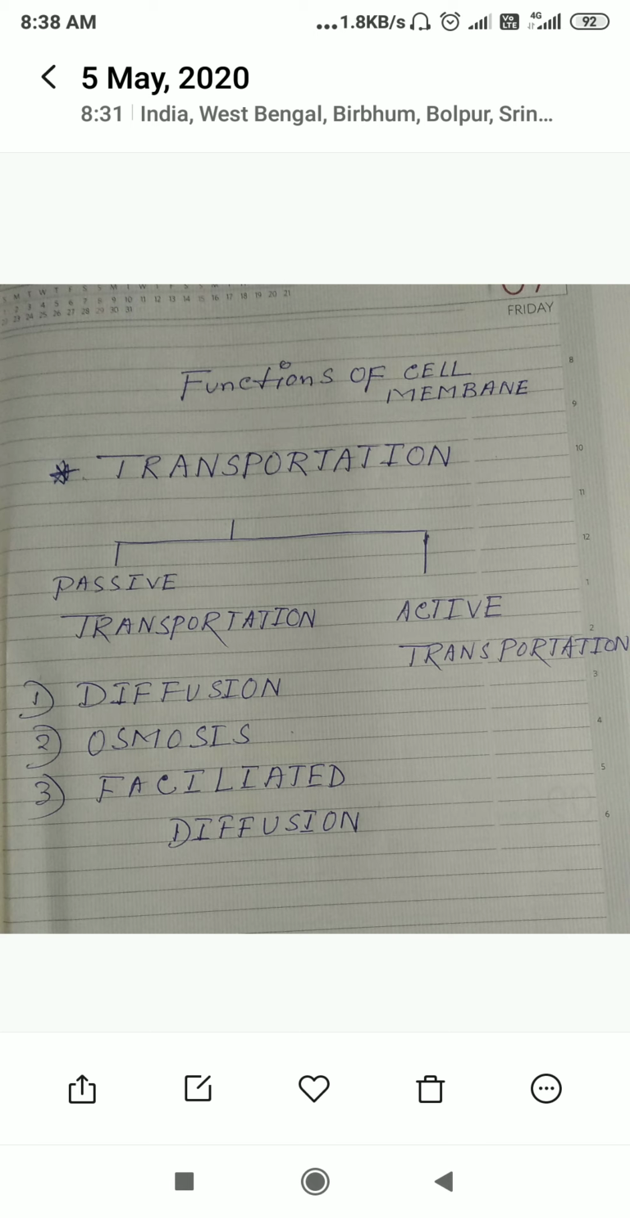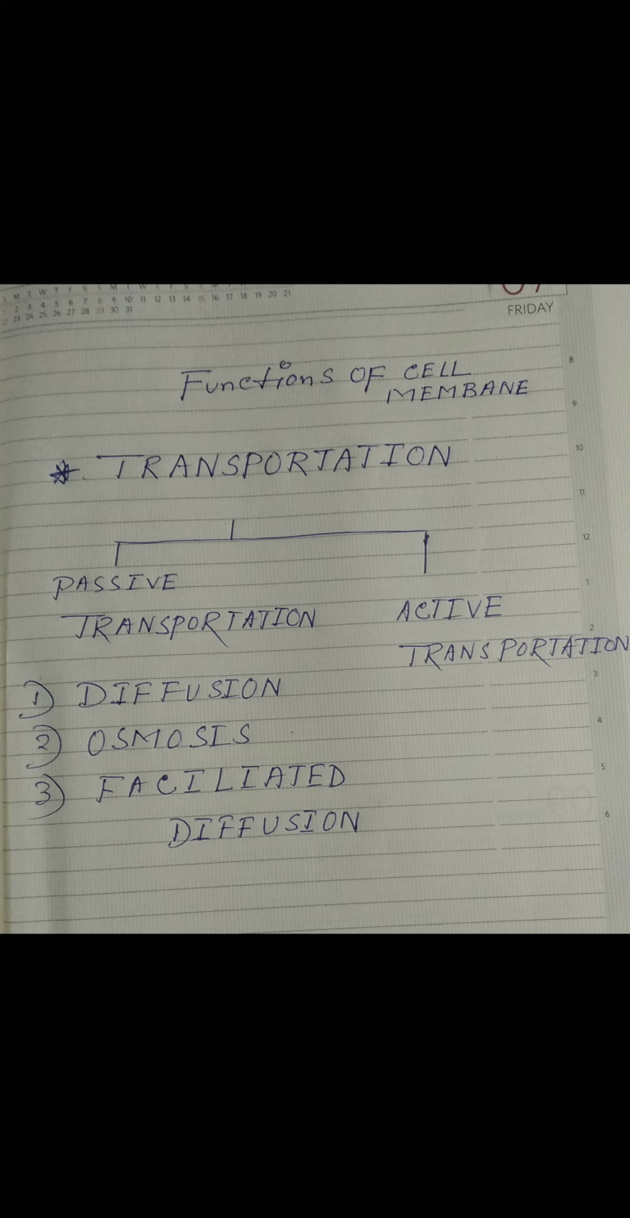We already discussed the process of diffusion in the last class. Now we need to discuss another process of passive transportation, which is also very important for the cell, which is known as osmosis. Clear? And then we will discuss another process which is known as facilitated diffusion.